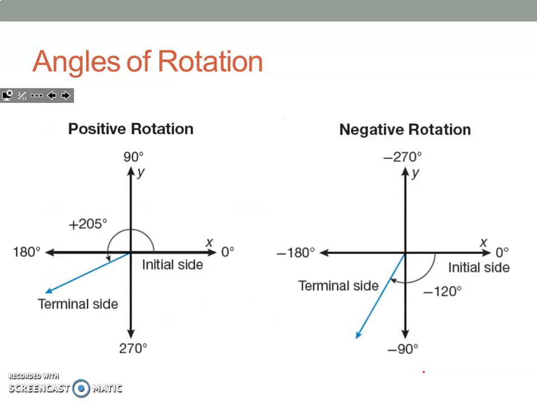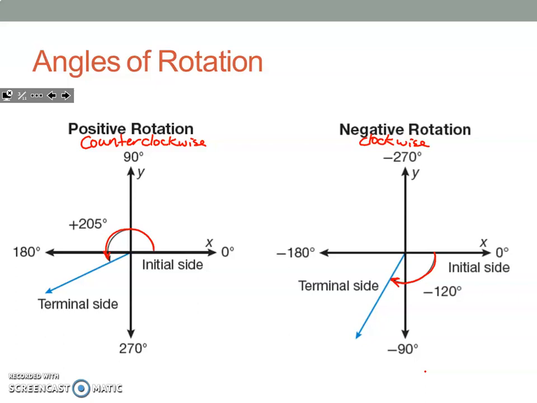All right, there are two types of rotation that can happen. There is a positive rotation and there is a negative rotation. If you rotate something positively, it is going to be moving counterclockwise. So counterclockwise is positive. If you have a rotation that moves in the clockwise direction, that's going to be a negative rotation. Okay, clockwise is negative, counterclockwise is positive.